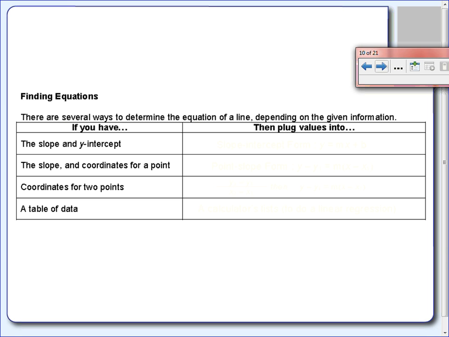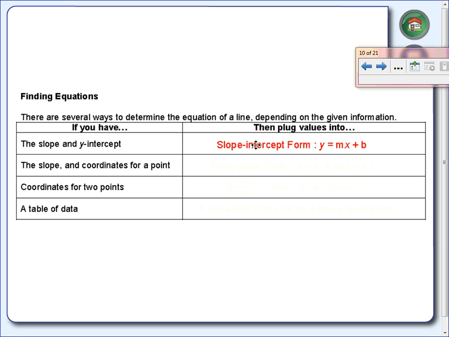So here we go. If you have the slope and you have the y-intercept, which of the three equations that I gave you earlier would best suit this information? Y equals mx plus b. It's called the slope-intercept form. So if you're given a slope and you're also given a y-intercept, the first thing you should be thinking is slope-intercept form. Because all you'd have to do is replace m with the slope and replace b with the y-intercept.